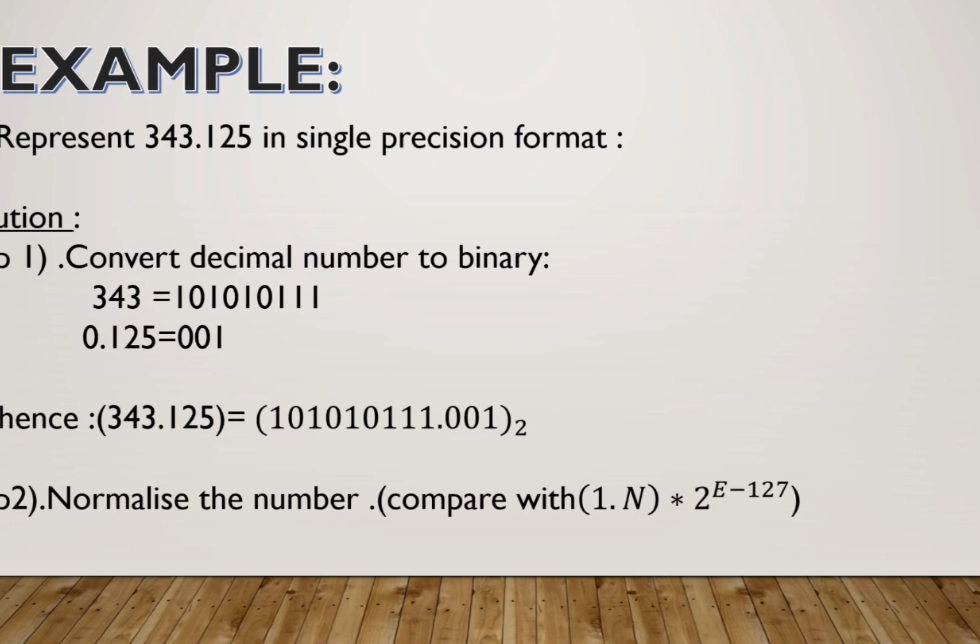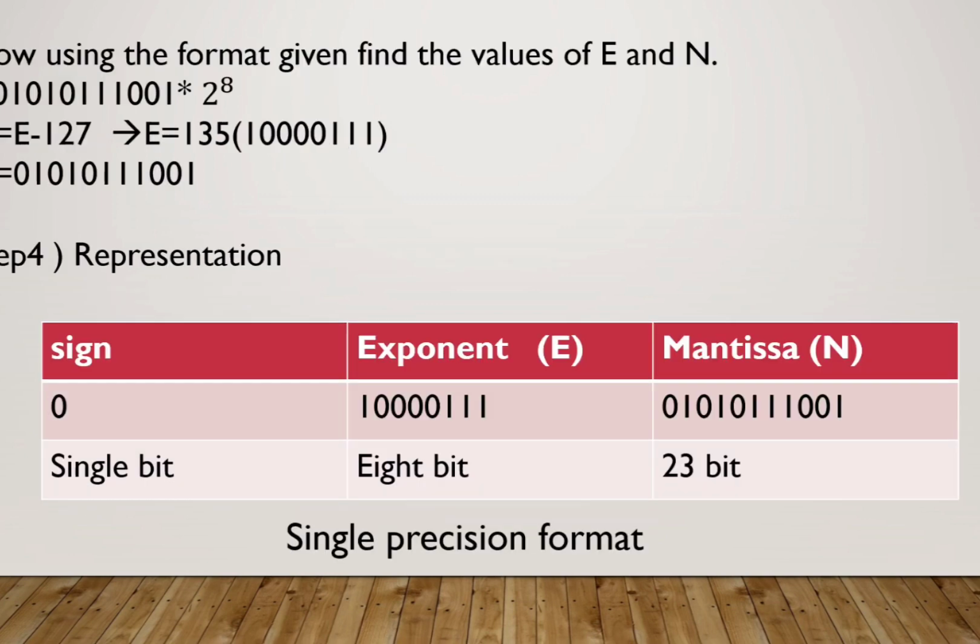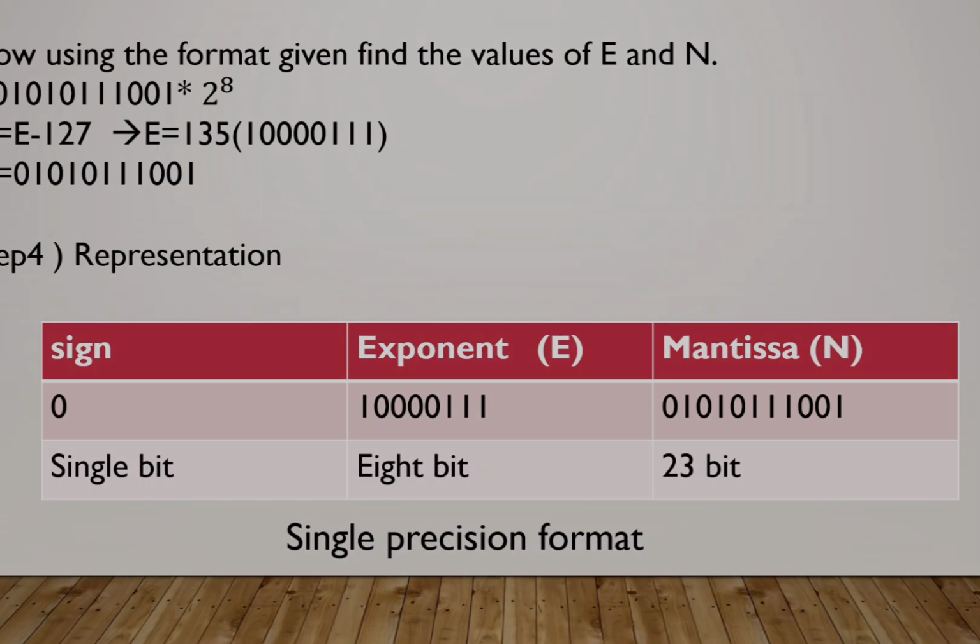The first step is to convert the decimal number to binary. After converting the decimal number to binary, we have to normalize the number, that is, compare it with n times 2 raised to e minus 127. Now by using the format, we will find the values of e and n. E means the exponent and n means the mantissa. After finding the values of e and n, our step 4 will be to represent the values.